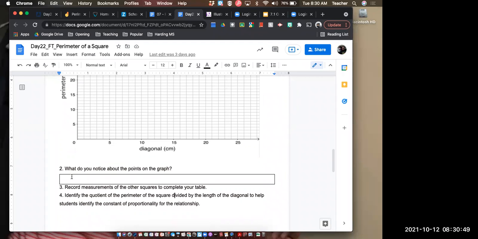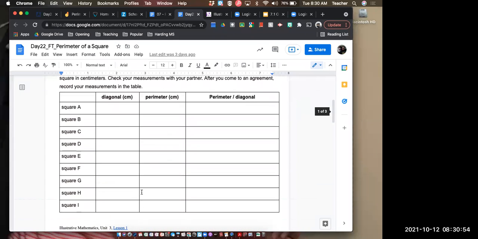And then again, what do you notice about the points on the graph? Then the last thing I want you to do is take the perimeter and divide it by the diagonal, and you will notice that there is a trend and that it should work out.